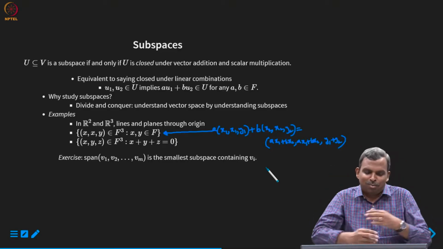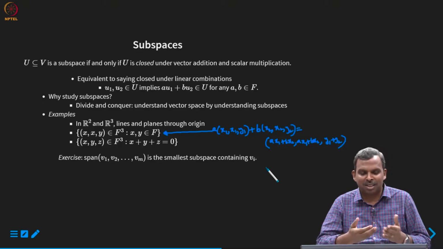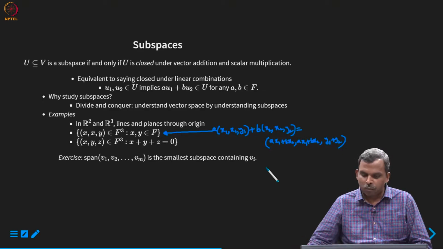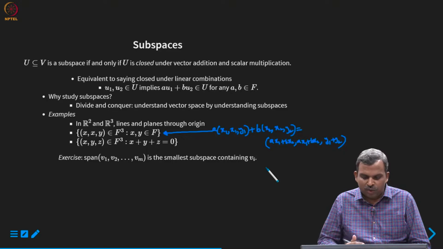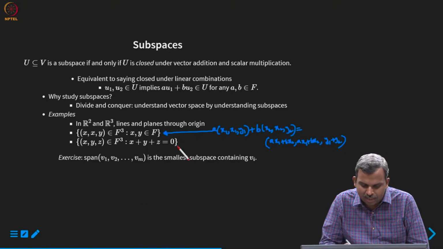Of course, if you have a much larger dimension vector space, it's difficult to visualize it like this, but here you can do that. Okay, so look at the next one. The next one is also very interesting. So you have x, y, z such that x plus y plus z equals 0.